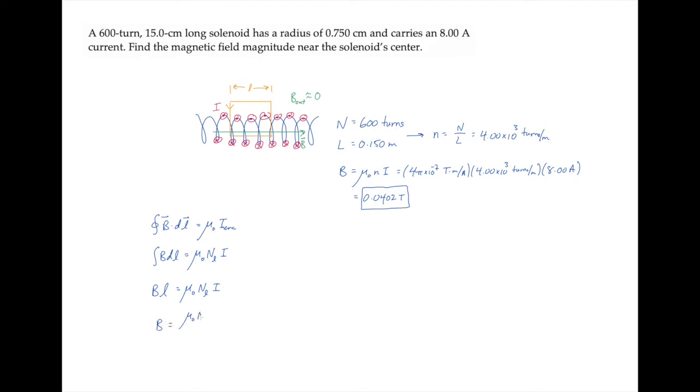It equals mu naught times the number of enclosed loops times the current I over the loop length L. And that simplifies to mu naught little n times I, which is the expression that we used above that we wanted to find.